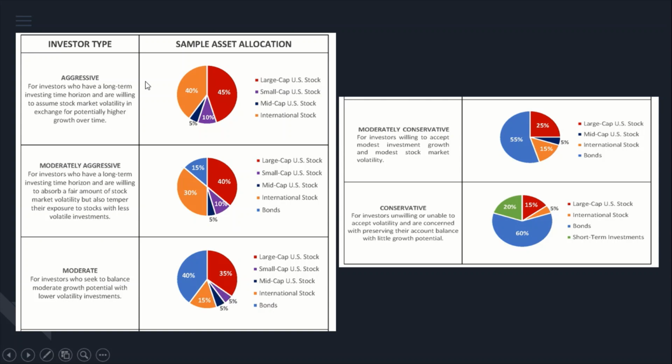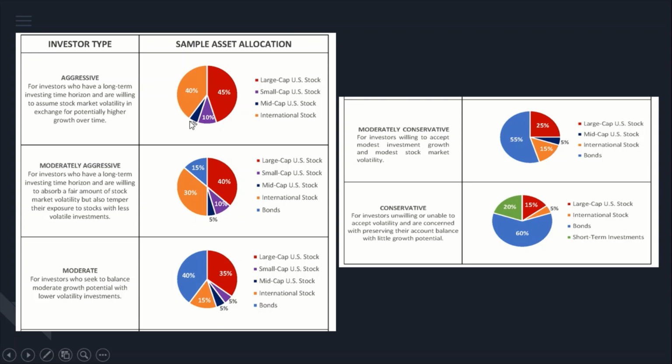And then, kung titignan natin yung aggressive, nagkakaiba-iba lang siya dun sa, kung dito, meron ka pang bonds, dito sa aggressive, wala ka ng safe investments. These are all high-risk investments, nagkakaiba-iba lang sa weight. So, tignan natin, 40% international stock, 45% large cap stocks, 10% small cap, 5% mid cap US stock.